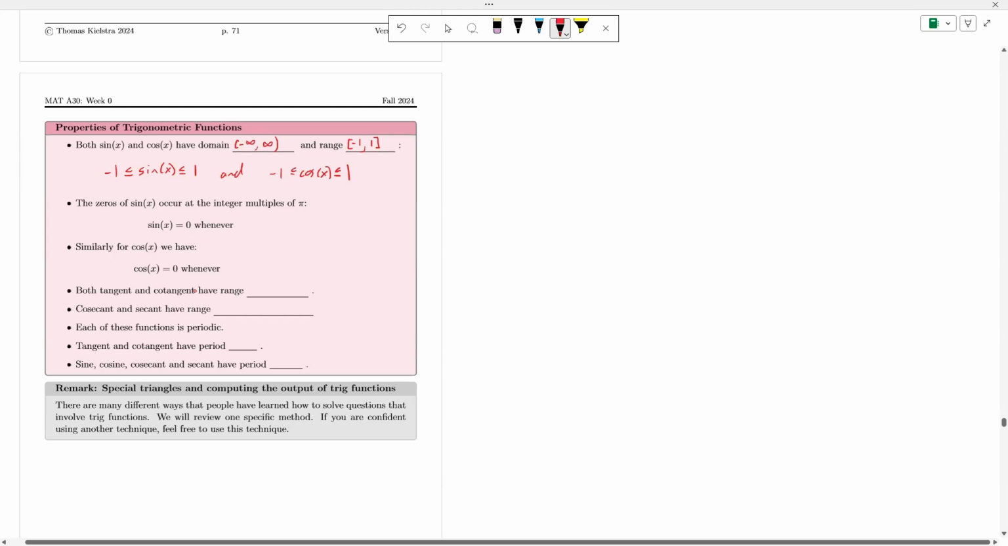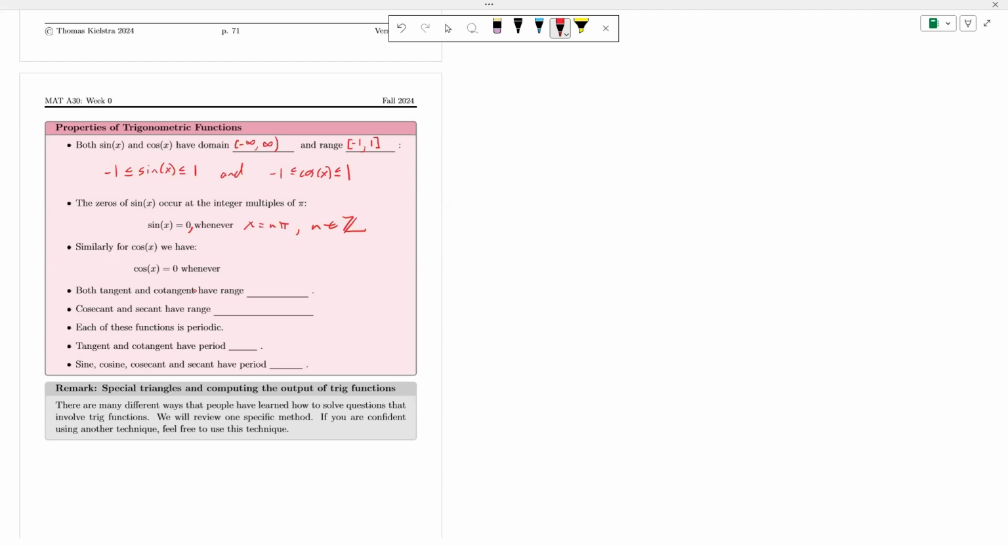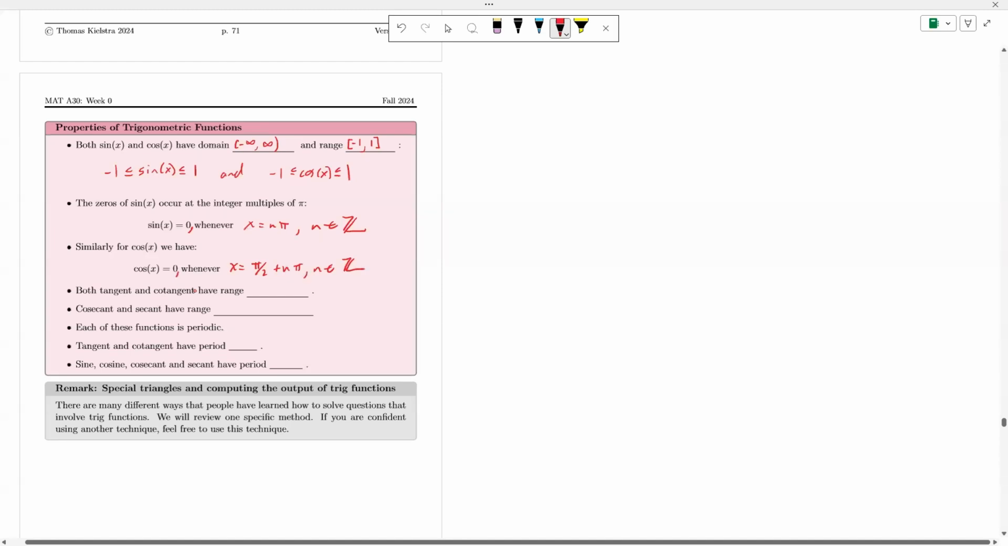Now, the zeros of the sine function occur at multiples of pi. So sine of x equals 0 whenever x equals n pi, where n is an element of the integers. Whereas for cos of x, we have cos of x equals 0 whenever x equals pi by 2 plus n pi, where n is an element of the integers.